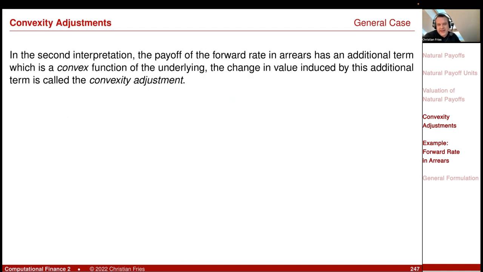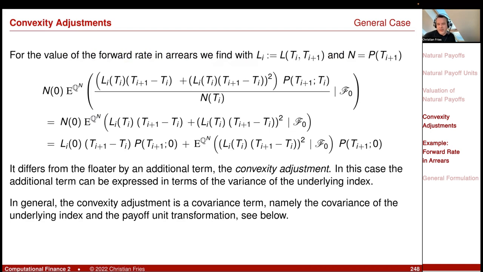So in the second interpretation, there is an additional term. And that additional term here is a convex function, and it induces an adjustment to the valuation, which we will call, for that reason, convexity adjustment. Yeah, what's the value?